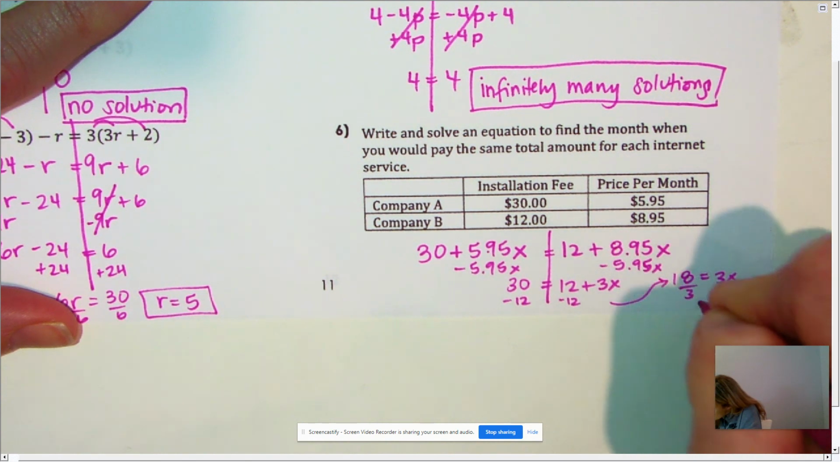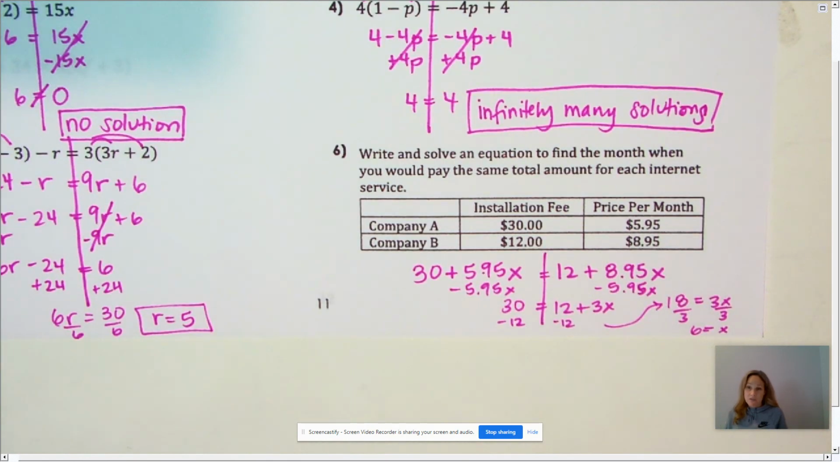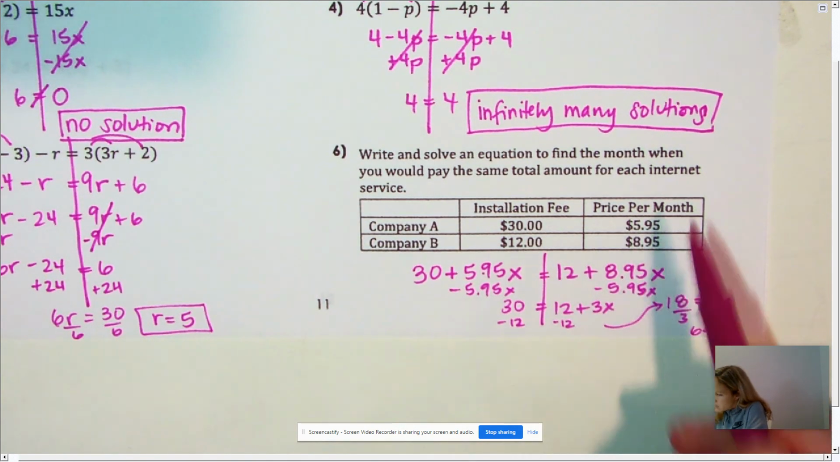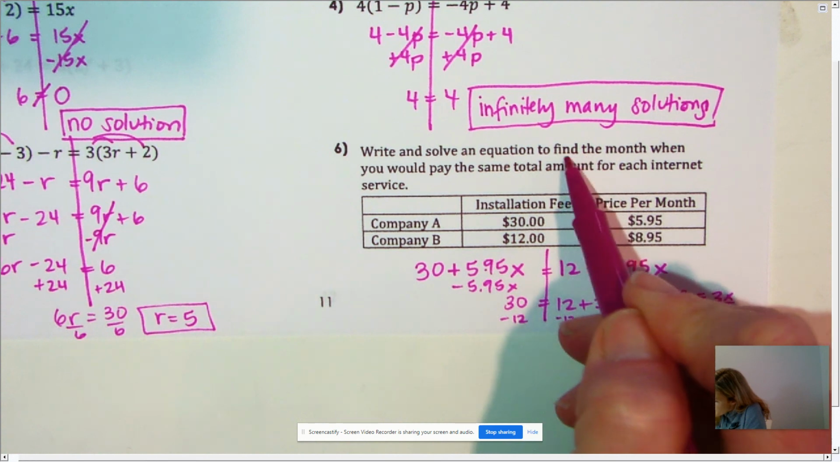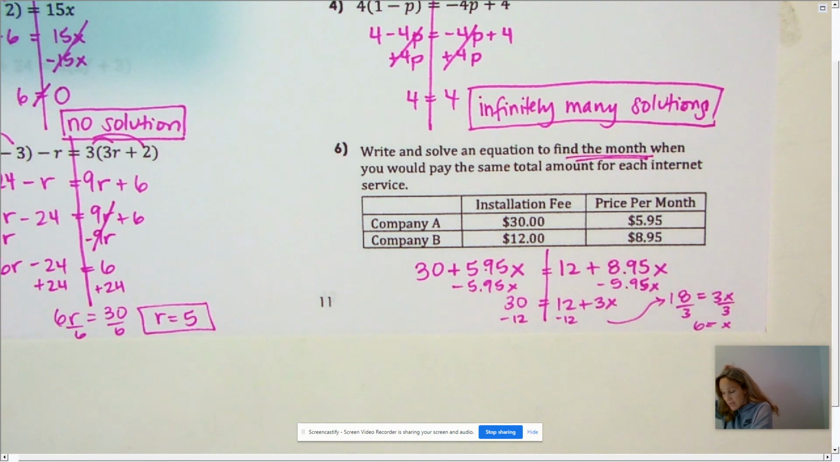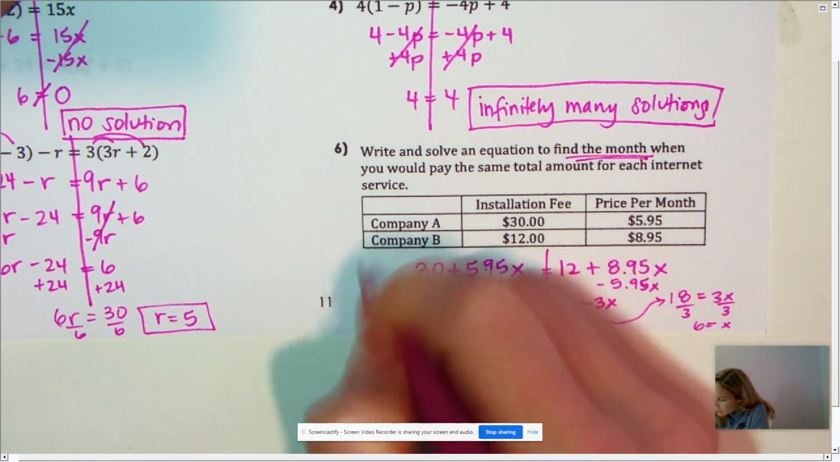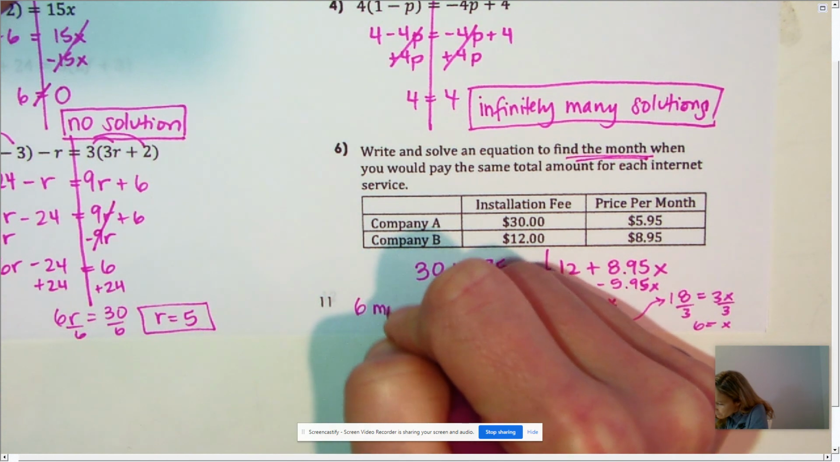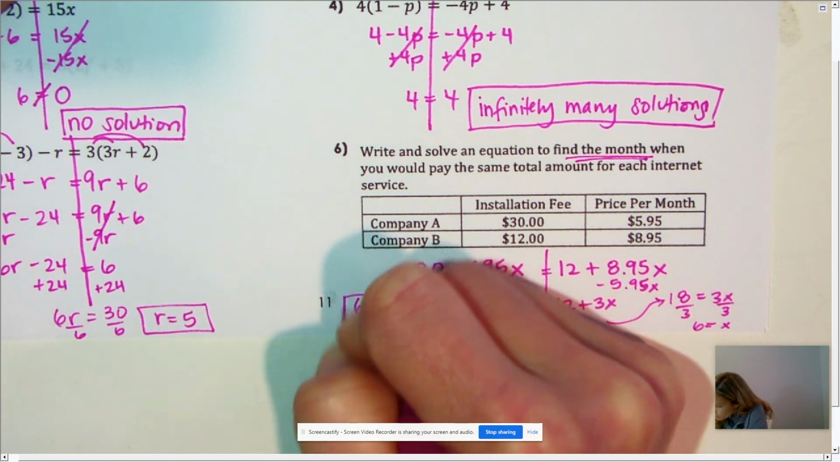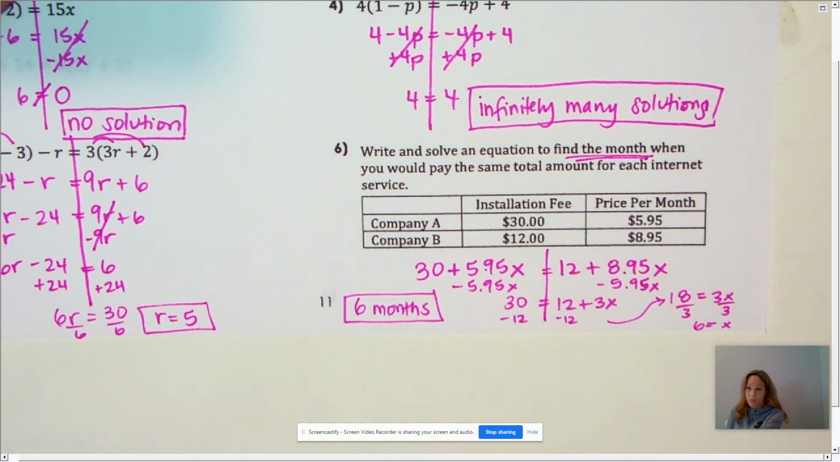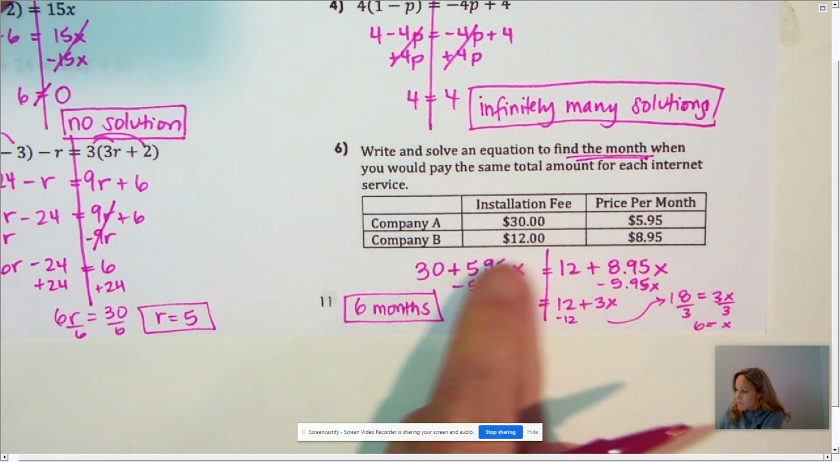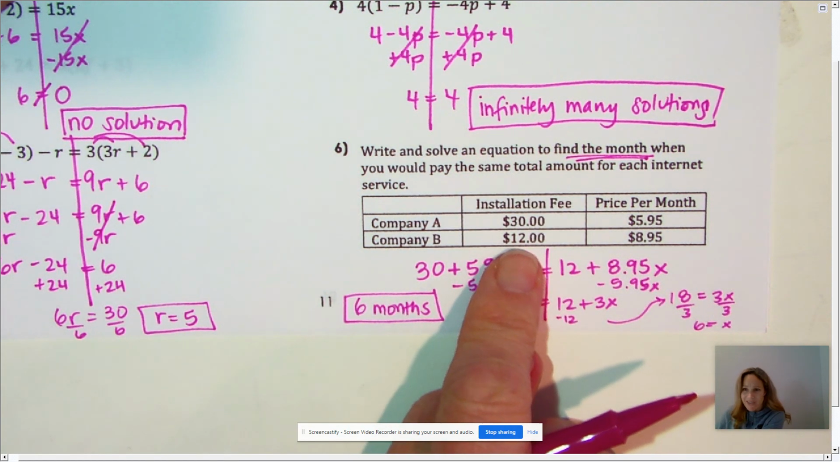So x equals 6. Well, now we need to go back to the question because there's a word problem, right? So this says, find the month when you would pay the same total amount. So it would be after 6 months that we would pay the same amount for both companies. Before that, company B would be cheaper because it was only $12 to get started.